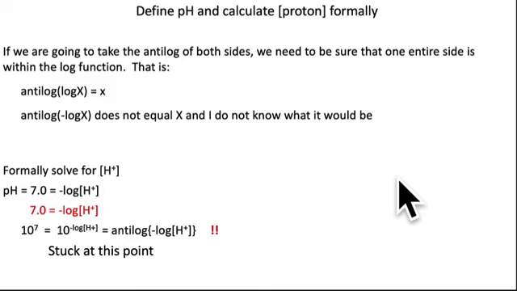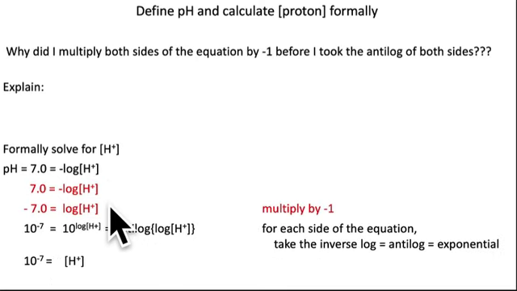So the point is that at the step that you take the anti-log of both sides of the equation, you need to be sure that one side is a logarithm, and that's all it is. The entire side is within the log function. Then when you do the anti-log, you get 10 to the -7, and we're down to the proton concentration.